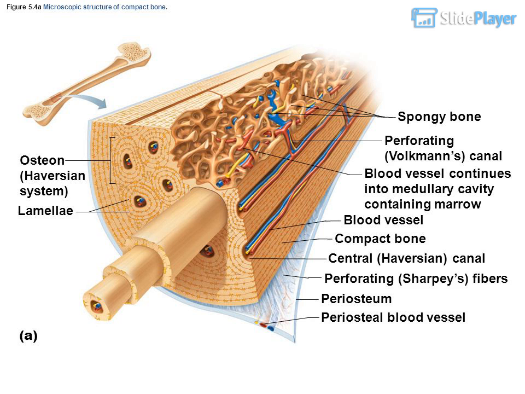Figure 5.4a, microscopic structure of compact bone. Spongy bone, perforating, Volkmann's, canal. Osteon, Haversian system. The blood vessel continues into the medullary cavity containing marrow. Lamella, blood vessel, compact bone, central Haversian canal, perforating Sharpey's fibers, periosteum, periosteal blood vessel.